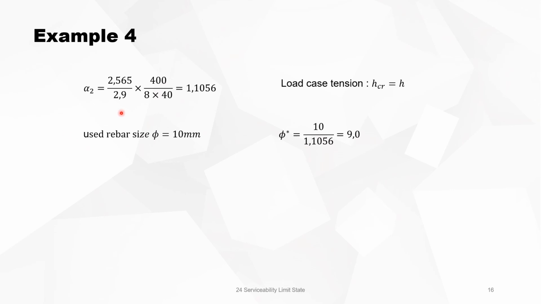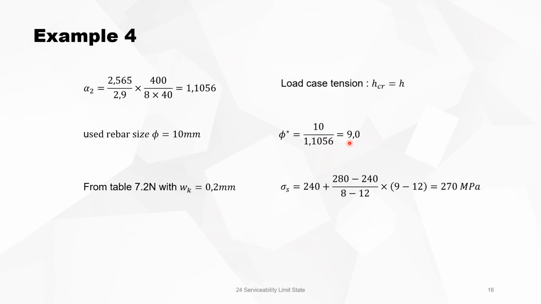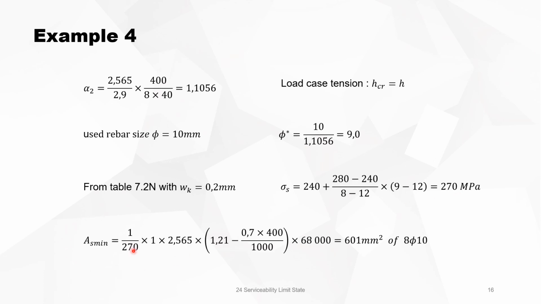We have chosen a diameter 10. We divide this diameter by this correction factor and have 9. With this 9, we look at table 7.2N and make an interpolation, and we find that for a crack width of 0.2 millimeters, the maximum allowable steel stress is 270 megapascal. Then we use our formula and we have 8 diameters 10.